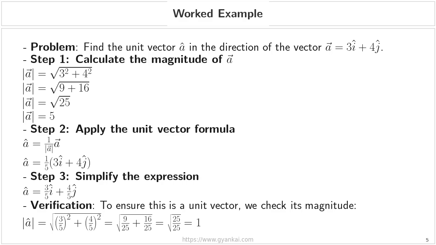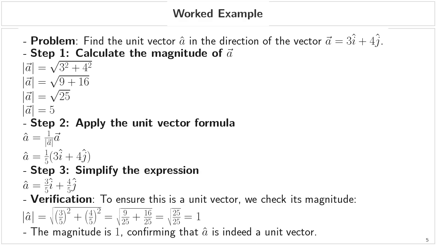We take the square root of the quantity 3/5 squared plus the quantity 4/5 squared. Squaring the fractions gives us 9 over 25 plus 16 over 25. Adding those together, we get 25 over 25, and the square root of 1 is simply 1. Since the magnitude is exactly 1, we have confirmed that a cap is indeed a unit vector.